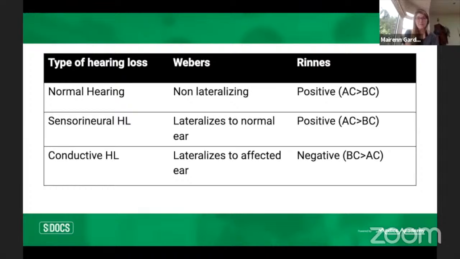Conductive hearing loss will have a negative Rinne's test, so they won't be able to hear it when you move it in front of the ear. And you then go back and it'll be lateralized to the affected ear.